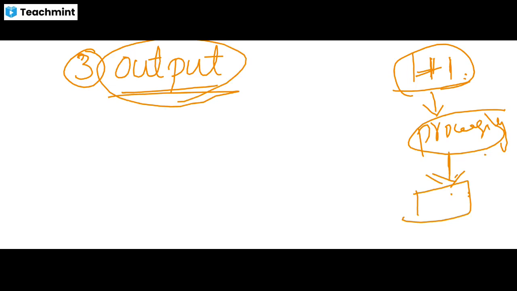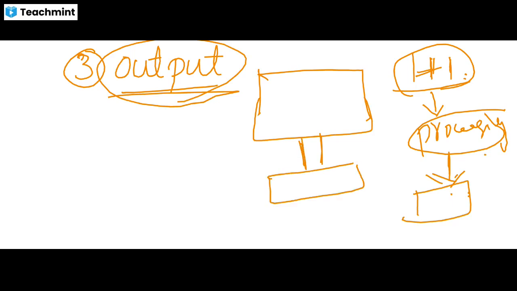Here, output device. For example, if we take the monitor, monitor will be screen like, TV like structure. This one is the monitor. Here we are seeing the output result. We are getting the output result on monitor.